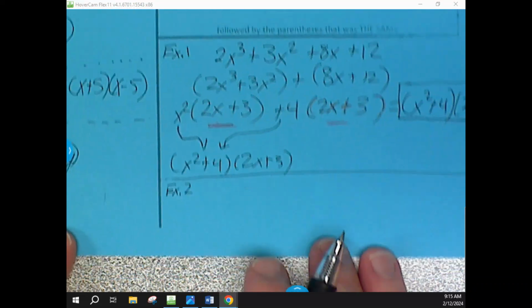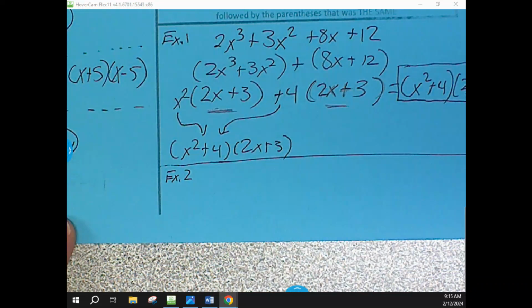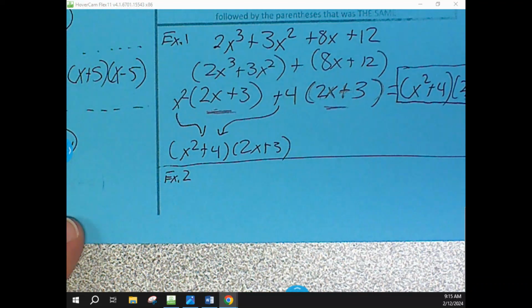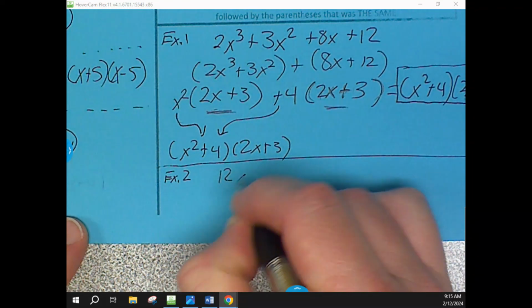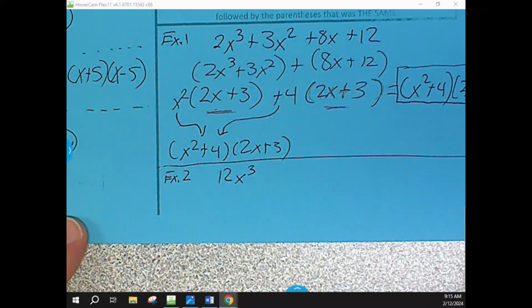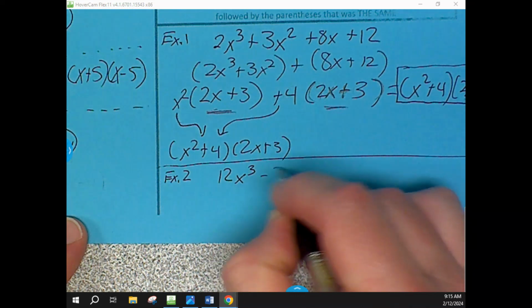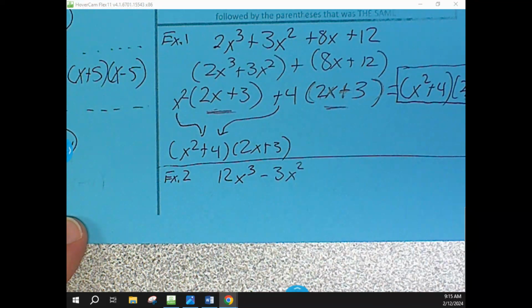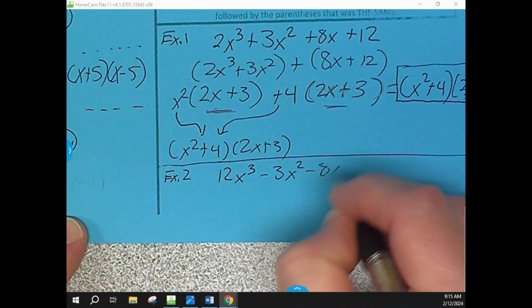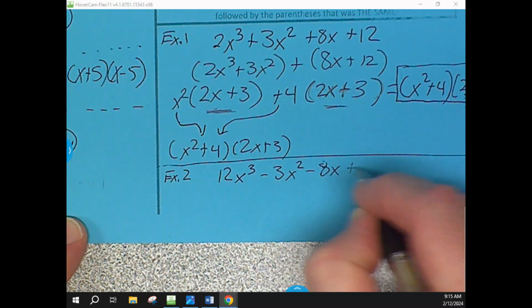All right, let's do another one of these just to practice a little bit. Similar numbers, but we're going to change some of the signs up just a little bit. Let's go 12x to the third minus 3x squared minus 8x plus 2.